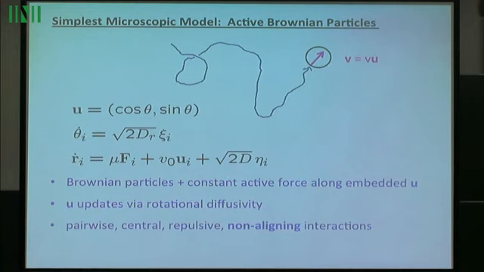u updates by rotational diffusion. And the other thing is that if I put a pair potential in here, and I'm going to talk about active Brownian particles the way we normally talk about them, anything which lives in here as a potential between the particles, as an interaction between the particles, is pairwise, central, repulsive, and not aligning. In other words, there's nothing in active Brownian particles, as written here, that gives you any tendency for the swimming directions of different particles to point the same way.